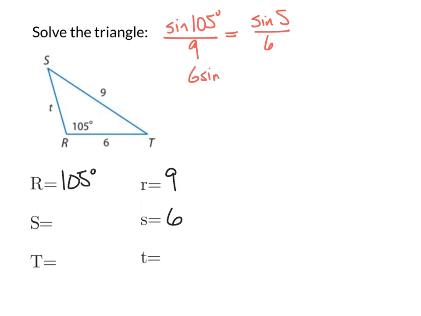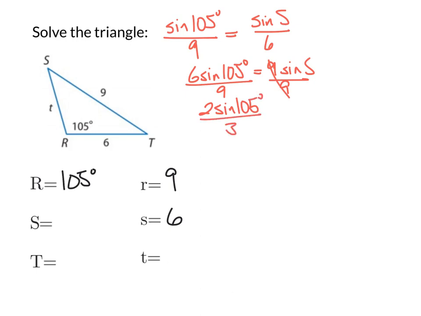6 sine of 105 is equal to 9 sine of S. So we'll divide both sides by 9. You could simplify if you want. 2/3 times the sine of 105. And how we're going to get rid of this sine is by using the inverse sine. So it might be a good idea to pause right now and find out what that decimal is. That 2 sine of 105 divided by 3 is 0.6439.